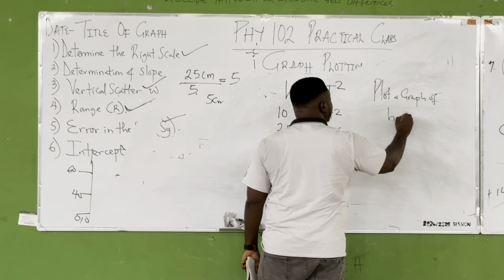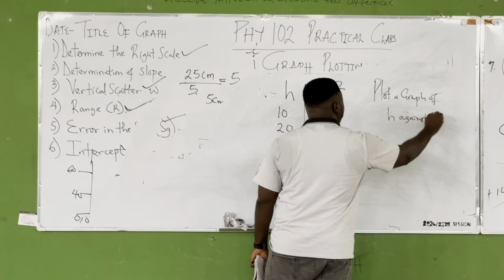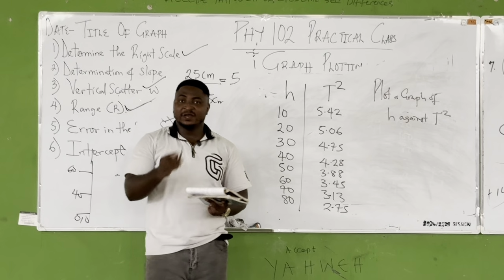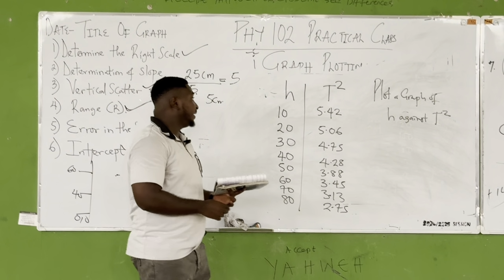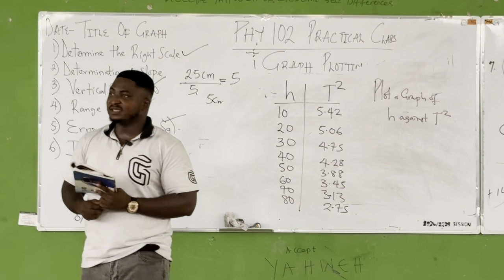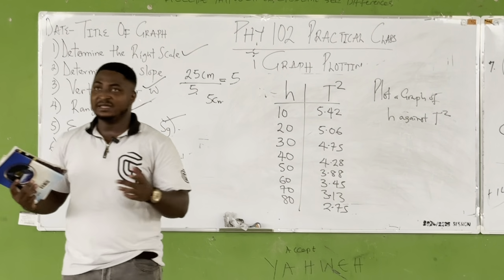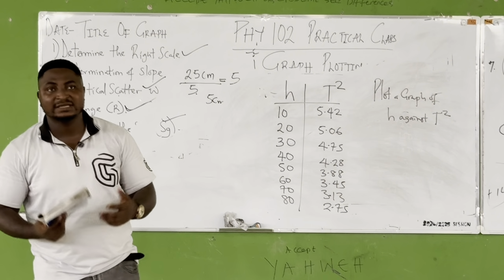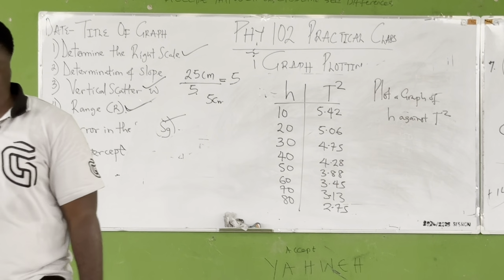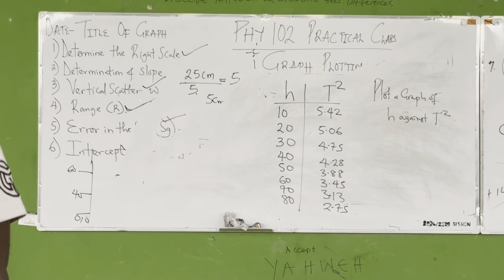of H against T square. If you're following us online, do the same thing. Plot a graph of H against T square. It's now time for me to go around, and if you have any questions that you couldn't ask, it's time for me to answer you. I think that's better. So let me pause the video now and then we can do that.